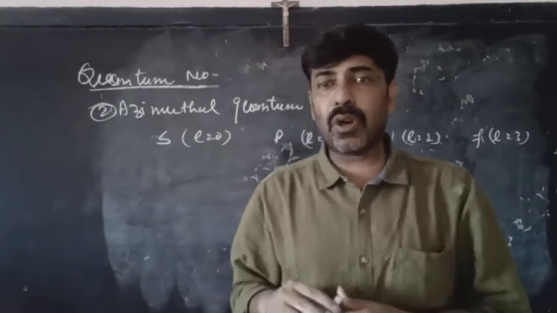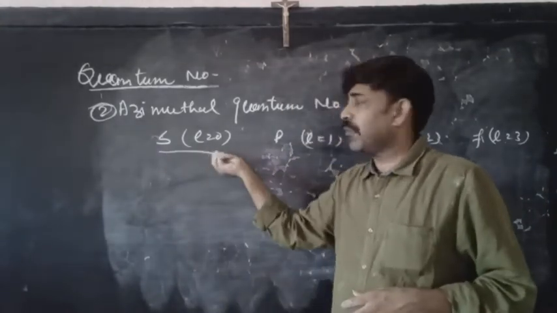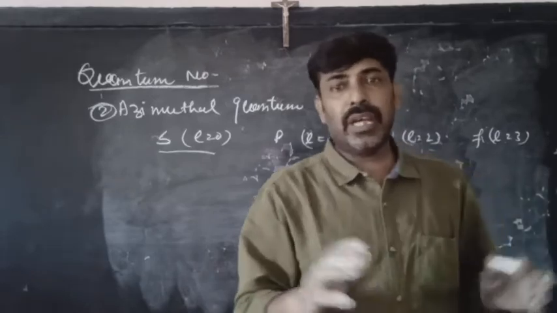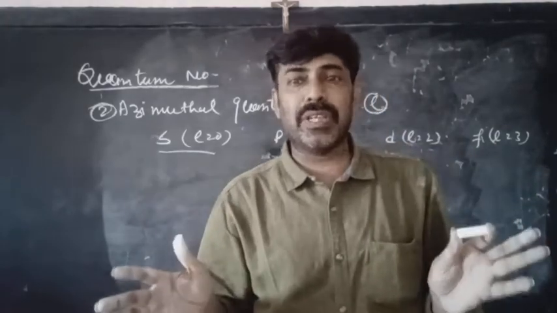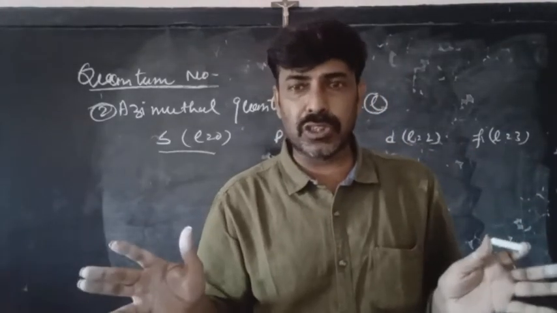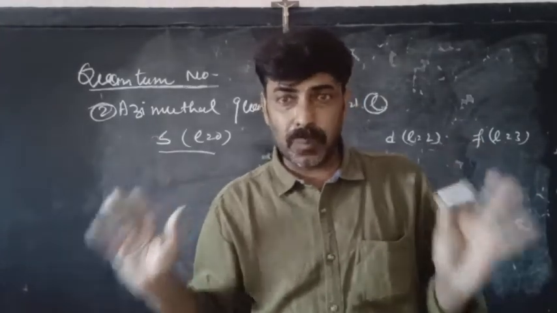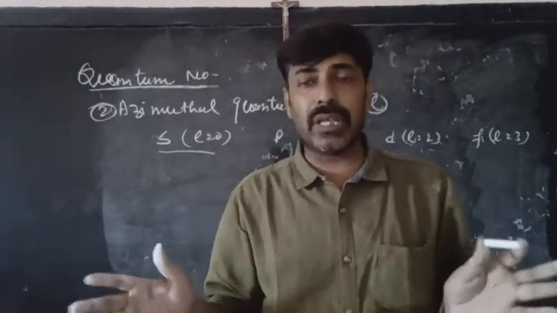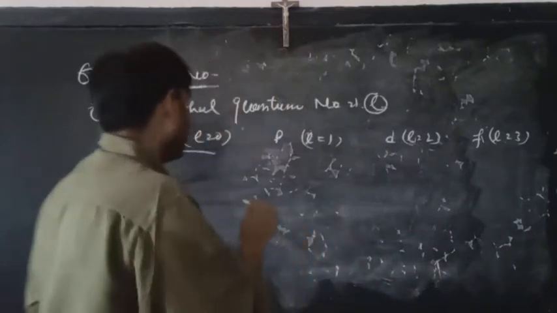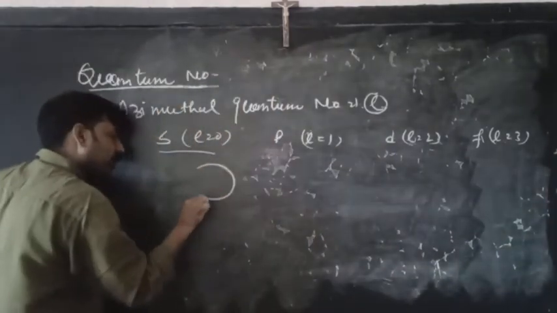So when you talk about the S subshell having azimuthal quantum number 0, the system will remain spherical because there is no node on the system. There is no external force working, there is no node working, and this is the reason why the S subshell has the spherical shape.